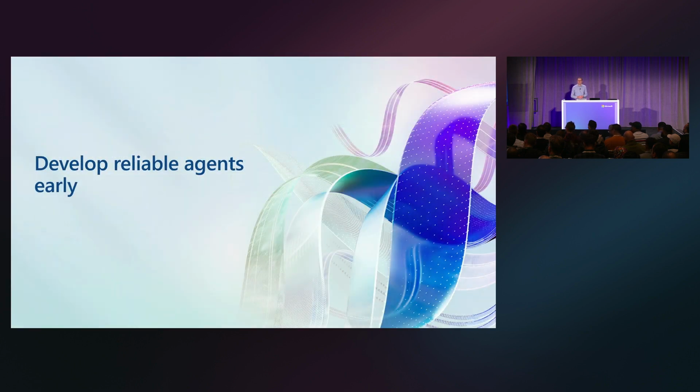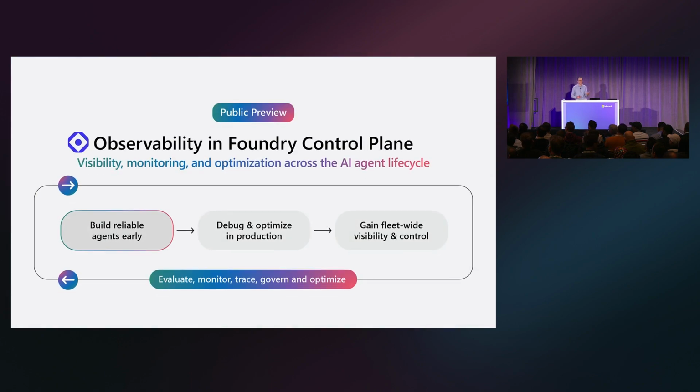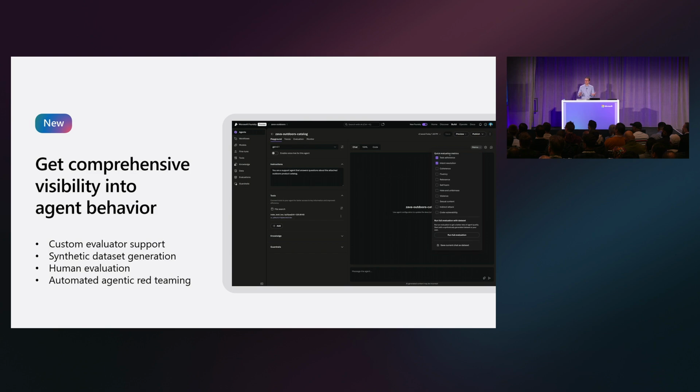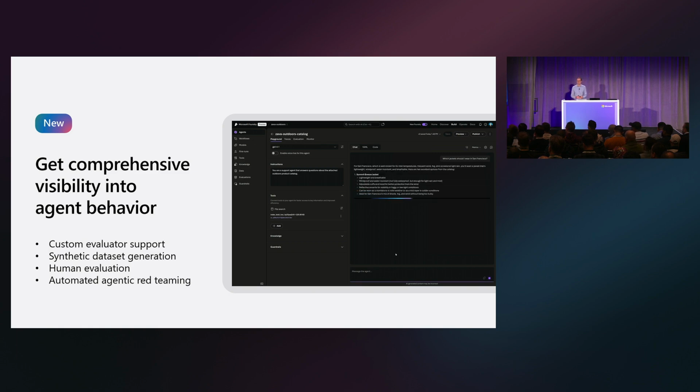Now, let's get into specific launches and demos. We're going to start off with the first phase of agent development, and to build reliable agents early. We're going to kick things off with your core set of capabilities that enable you to get comprehensive visibility into agent behavior. So when I'm creating a new agent, I need to know that it's correct and safe. In the Foundry, we provide several new capabilities that enable you to measure the quality and safety of your agents before you take it to production.